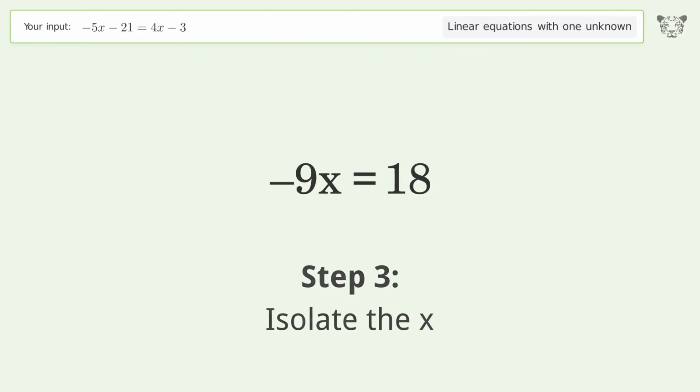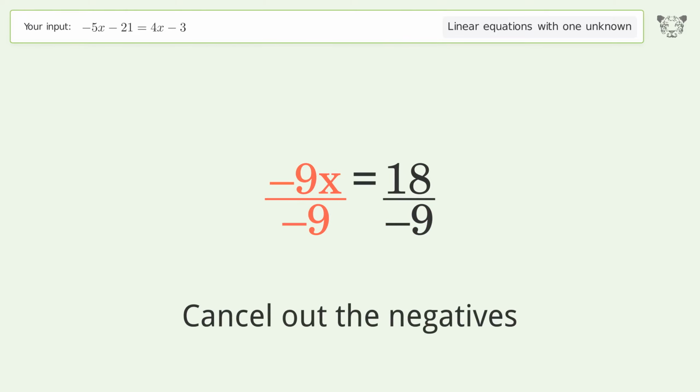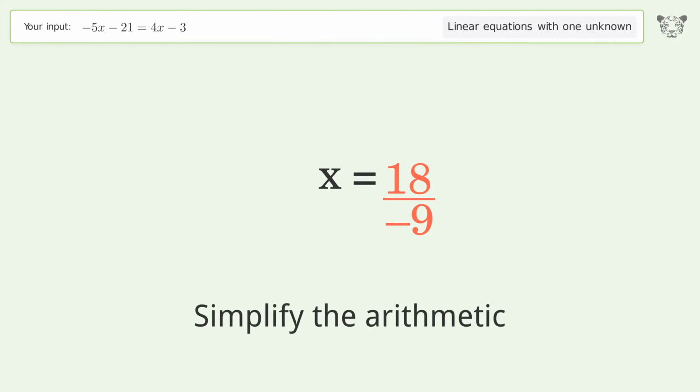Isolate the x. Divide both sides by -9. Cancel out the negatives. Simplify the fraction. Simplify the arithmetic.